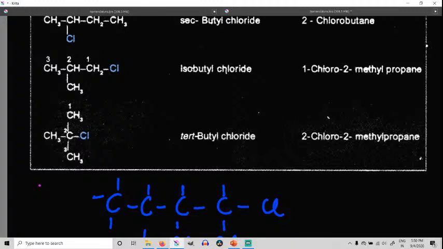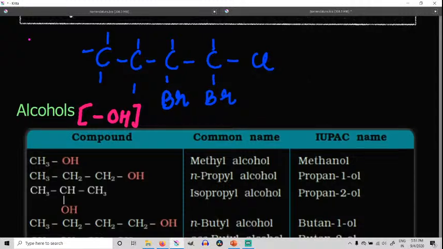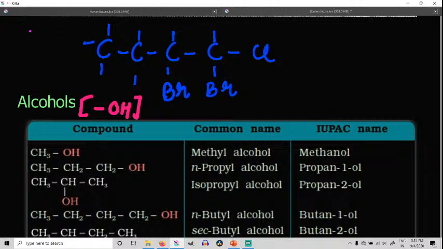Understood? Now class, since you have understood, please tell me the name of this compound. What will be the name of this compound? I am waiting for your answer. How many carbon atoms are there in the chain? You can see at the end 1 chlorine is there, and then 2 bromine atoms are attached. So what will be the IUPAC name of this?